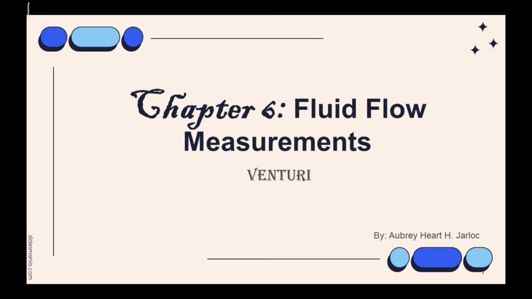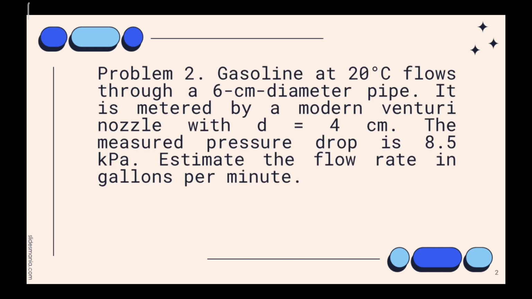Our Chapter 6, Fluid Flow Measurements, with its subtopic, Venturi. This is our Problem 2 from the 4th edition of Fluid Mechanics by White Frank, 6-151. Gasoline at 20 degrees Celsius flows through a 6 cm diameter pipe. It is measured by a modern Venturi nozzle with a diameter of 4 cm. The measured pressure drop is 8.5 kPa. Estimate the flow rate in gallons per minute.